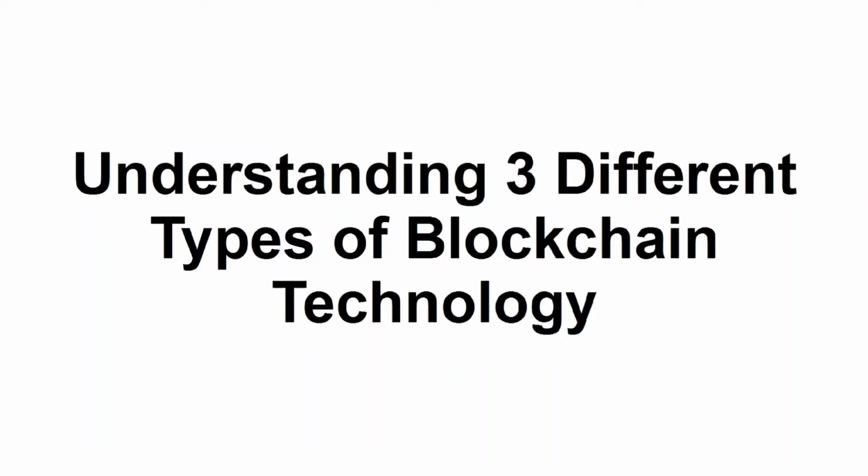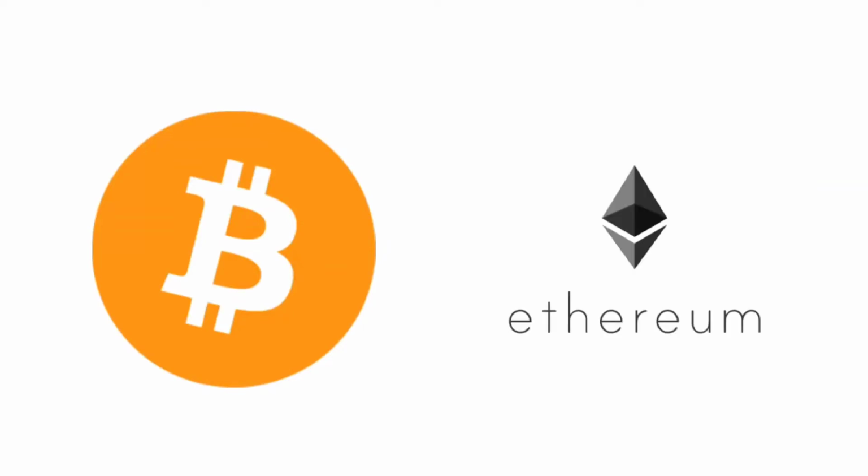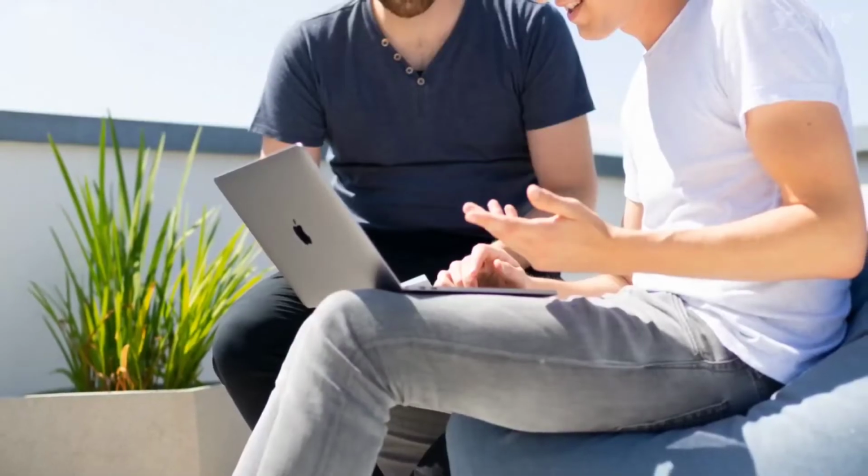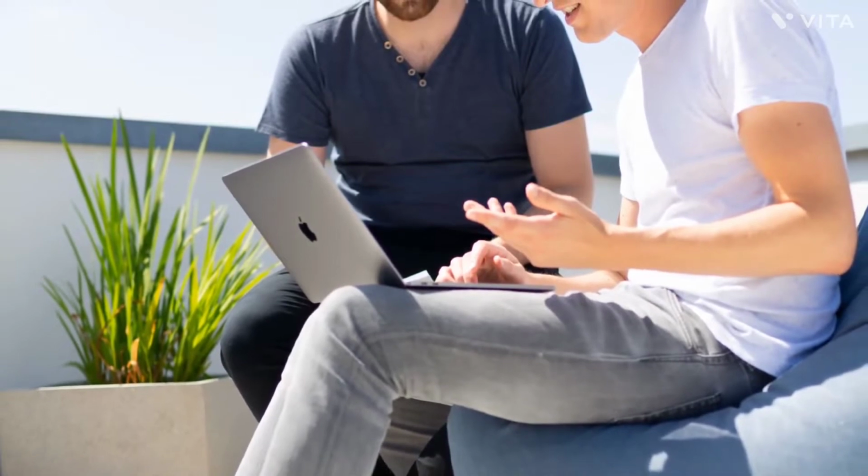Understanding 3 different types of blockchain technology. Cryptocurrencies, like Bitcoin and Ethereum, have become a hot investment over the last several years because of their seemingly get-rich-quick potential. However, before you dive into this new asset class, it's important to understand the 3 types of popular blockchain technology. Public blockchain. This type of blockchain allows anyone in the world to download the data and read the data.